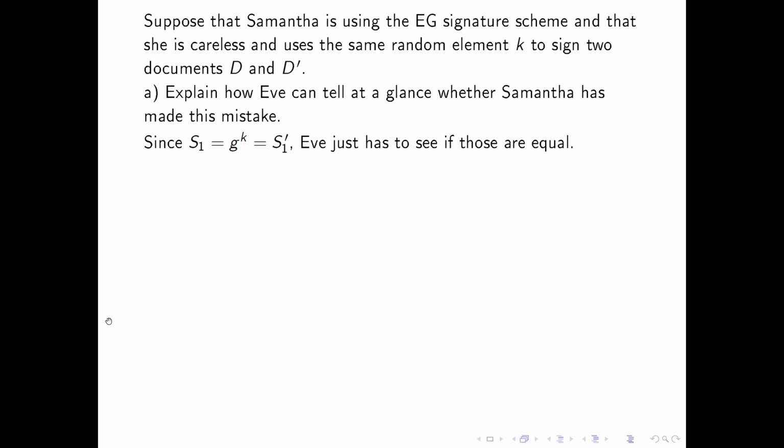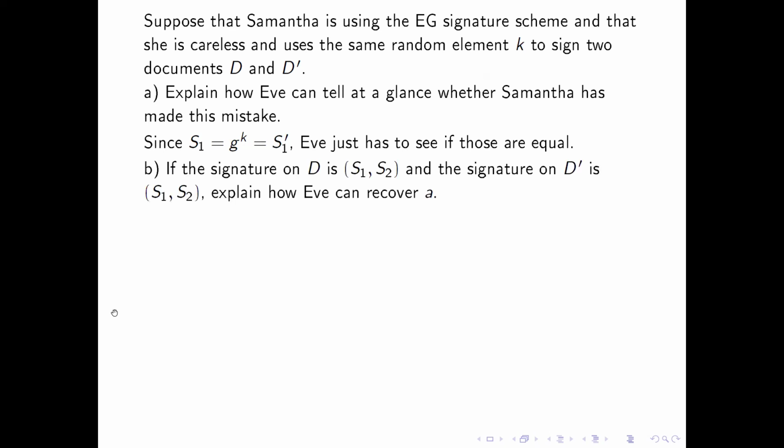And all Eve has to do is look at the signature, the first component of those signatures, their first element in the tuple or list or whatever you want to call that, and notice that they are the same, therefore K is the same. This is where the second one gets interesting. The truth is, Eve can do it.